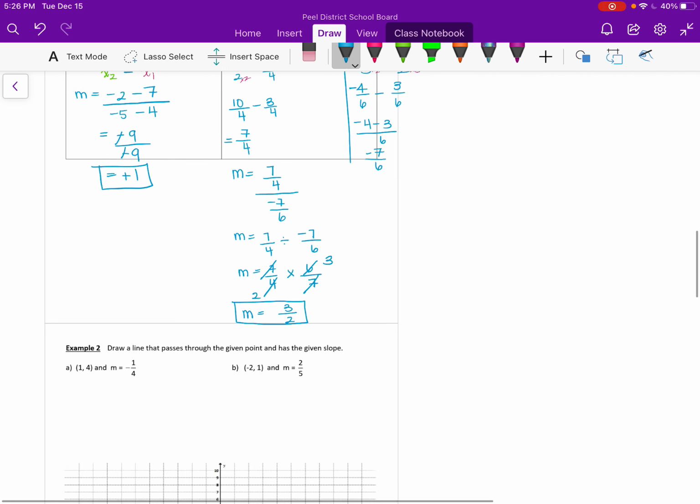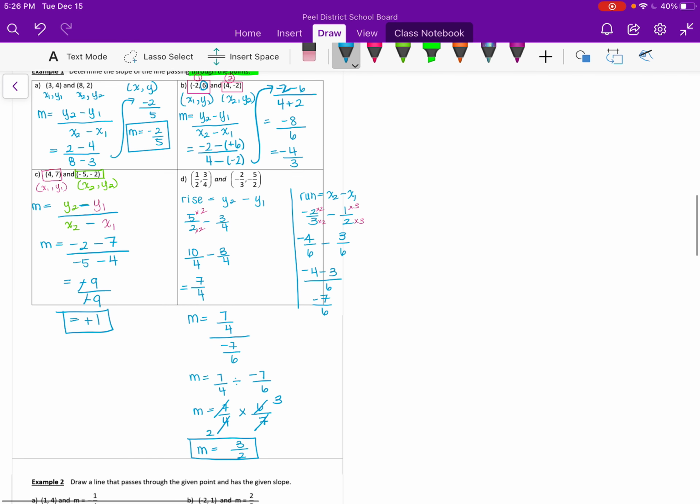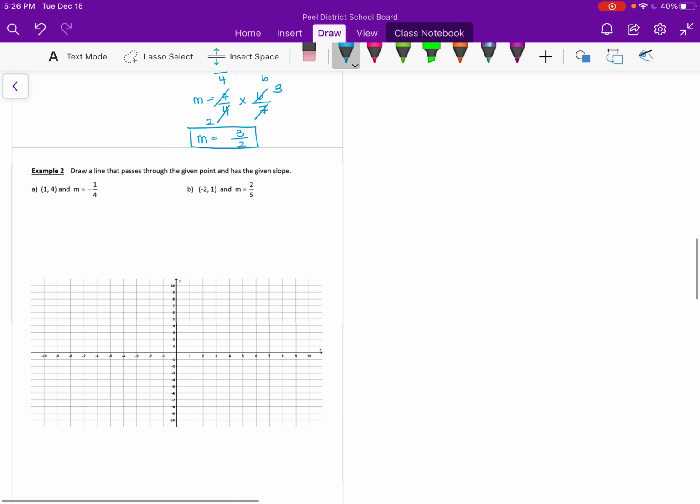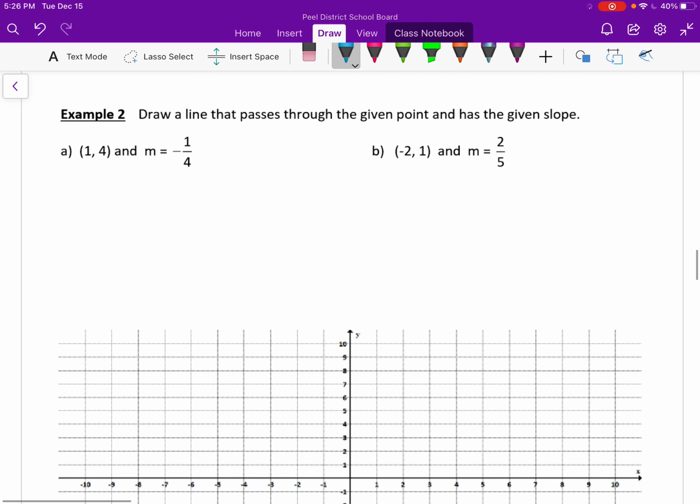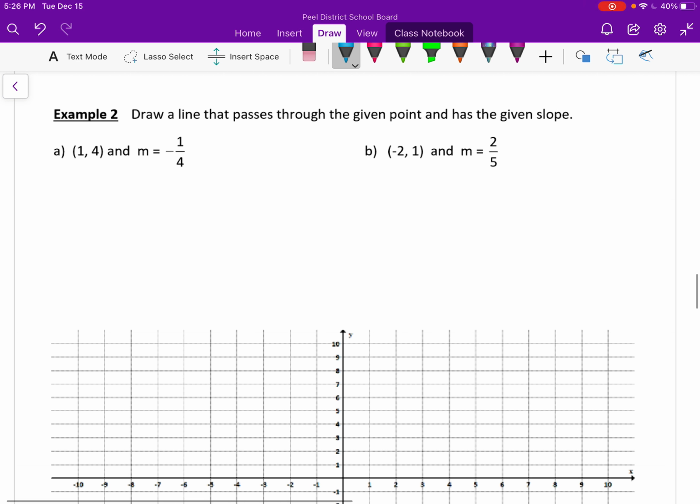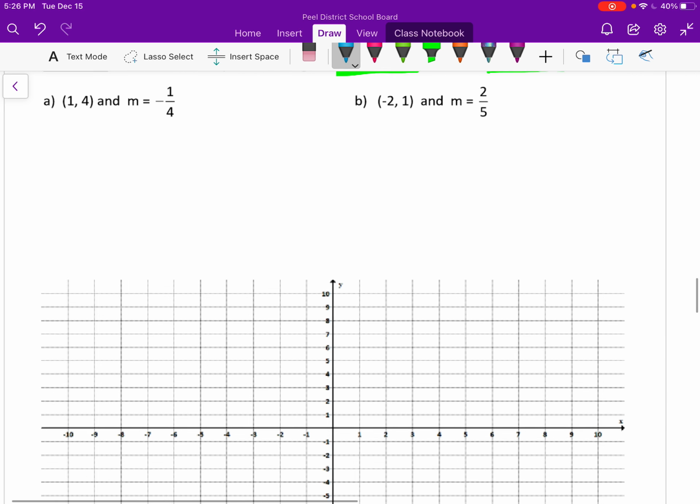And that's my answer. That's more of a step-by-step way of doing that. Okay? So I'm going to move on. So now I'm going to go through and draw a line that passes through the given points, right? Pass through the given points at a given slope. So this is a little bit more complicated.